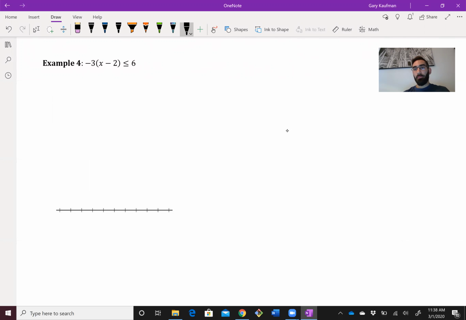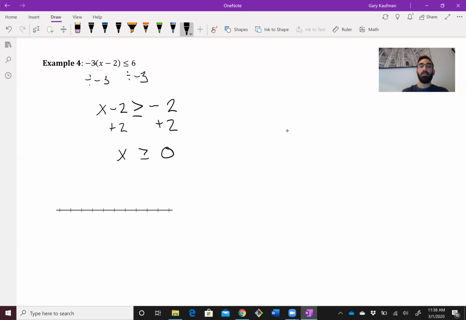So here we go. I have multiplication here because it's -3 times. This is in parentheses, I do last, so I start by dividing both sides by -3. Well, I just divided by a negative. My less than or equal becomes a greater than or equal. 6 divided by -3, -2. Add 2 to both sides. Oh, look at that. X is greater than or equal to 0. So this is part A I solved.